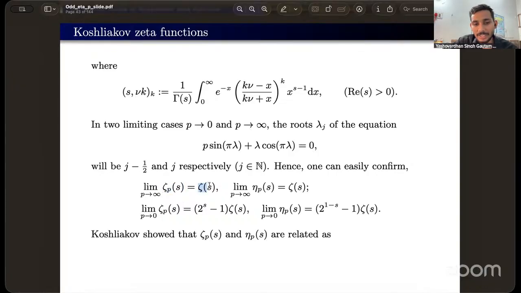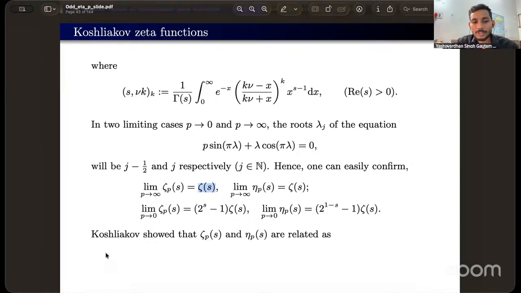So they will become the Riemann zeta function. And for P tends to infinity, eta P also becomes 1 because this bracket function becomes 1 in this limit case. Similarly, for P tends to 0, we have a different root and the bracket function behaves differently. So we have a different value, but that is also an entire function multiple of the zeta function in both cases. In the eta P case, we have an entire multiple of zeta of S.